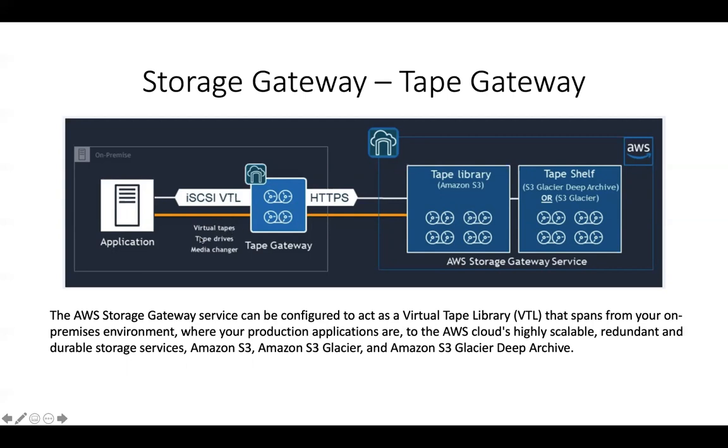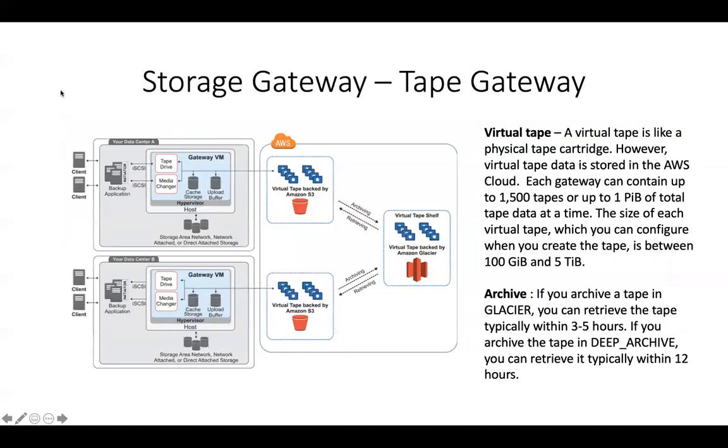We will read more about this in detail in the subsequent slide. Then you have a concept called a tape drive, and something called a media changer. And then you mount all of these tapes as iSCSI virtual tape library volumes, and one tape gateway comes with one virtual tape library. It can be configured as one virtual tape library that spans your on-premise environment and extends to the cloud, wherein you use durable storage services such as S3 and Glacier Deep Archive for archival purposes. Okay, so this is how tape gateway actually works in the background.